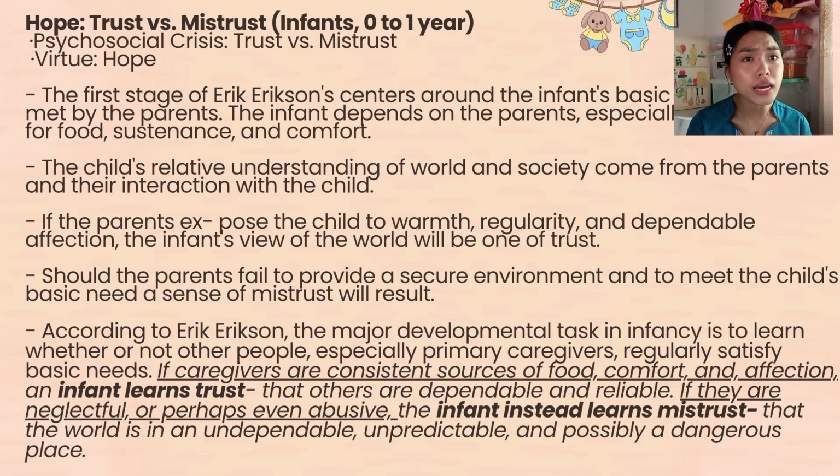And the other way around, if the parents fail to provide a secure environment and to meet the child's basic need, a sense of mistrust will result. So according to Erikson, the major developmental task in infancy is to learn whether or not other people, especially primary caregivers, regularly satisfy basic needs. So if caregivers are consistent sources of food, comfort, and affection, an infant learns trust that others are dependable and reliable. If they are neglectful or perhaps even abusive, the infant instead learns mistrust, that the world is an undependable and unpredictable and possibly a dangerous place.